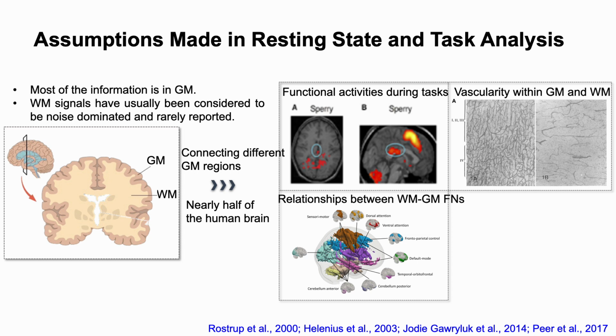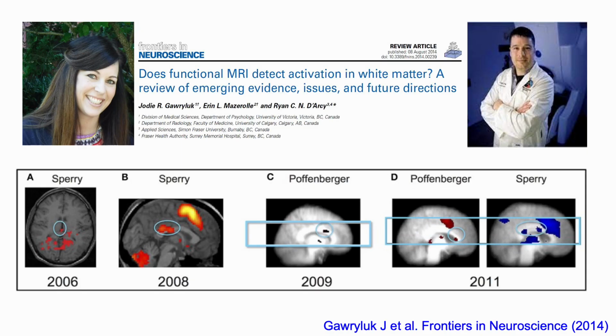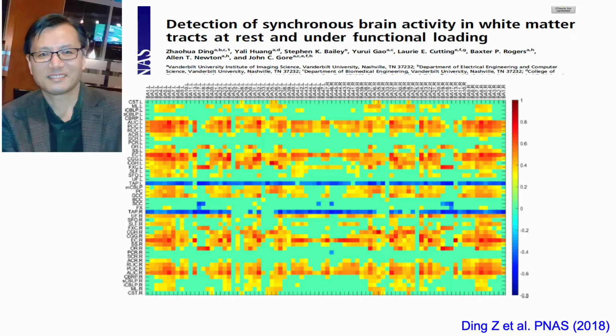One of the assumptions that we have made is that most of the signal that is present is in the gray matter. However, white matter comprises about 50% of the brain volume, just as much as the gray matter. And recently there have been several papers which have focused on the white matter in task activation studies. Here is a review by Jody Garlick and Ryan DRC, where they're showing white matter changes for different tasks.